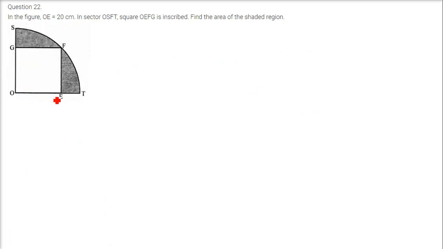In this figure, OE is 20 centimeter. In sector OSFT, square OEFG is inscribed. So there is a square being inscribed here. And then we have to find the area of the shaded region. This portion we have to find out. So we'll find out the area of the quadrant, and then we'll subtract the area of this square. It is given that it is a square.